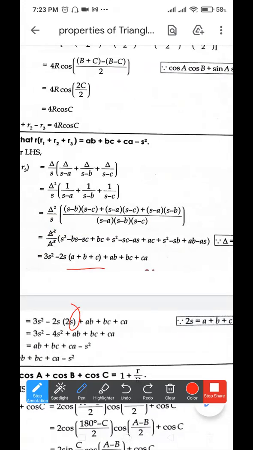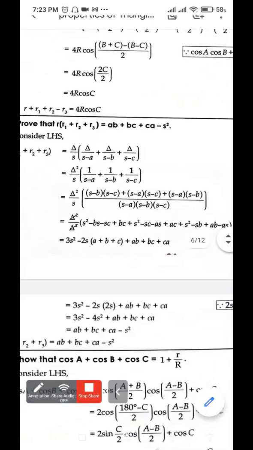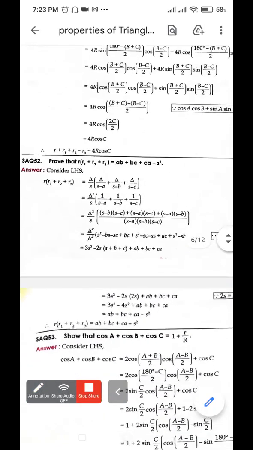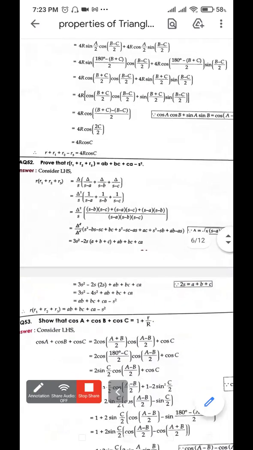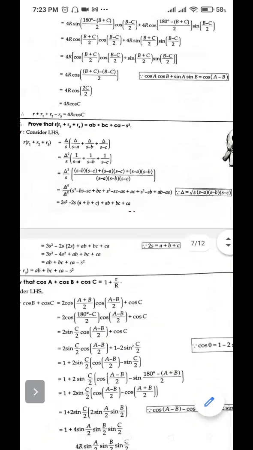So 2s into s square, 3s square minus s square is nothing but minus s square, plus ab plus bc plus ca. So we got the final answer. Okay, this is the final answer. 2s is nothing but a plus b plus c.